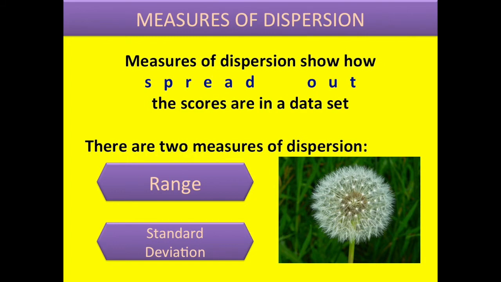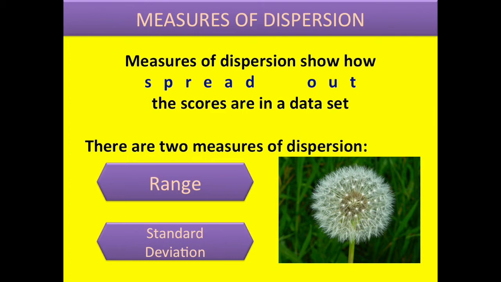The next descriptive statistic that we're going to look at are measures of dispersion. So measures of dispersion show us how spread out the scores are within a data set. And if you look at that picture there of the dandelion clock, if you blew really hard on that dandelion clock, then those feathery fronds are going to be widely dispersed. They're going to go all over the place. Whereas if you only blew on it very softly, then all the feathery fronds will land in a very similar place, probably very close to the actual dandelion clock.